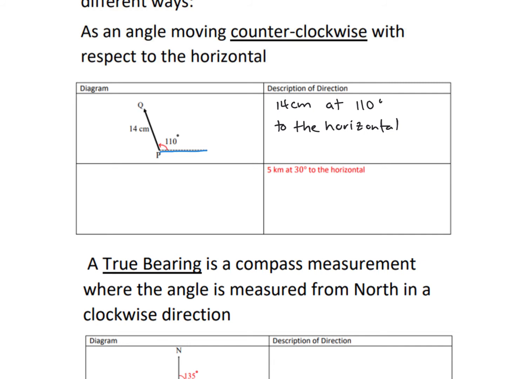So that indicates that I'm starting at the horizontal and going counterclockwise. If I were to draw 5 kilometers at 30 degrees to the horizontal, I would draw my horizontal. I would measure from there counterclockwise 30 degrees. So I'm going in the counterclockwise direction, and it is 5 kilometers, so I would label that on the vector 5 kilometers.